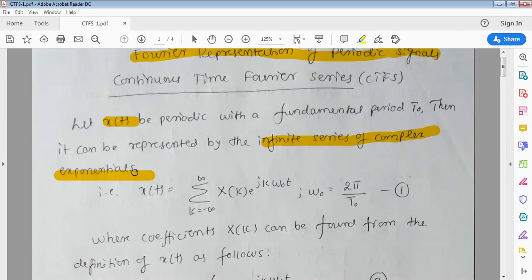So wherever you want to know what all the frequency components are that are present in a non-sinusoidal signal, then you can use the Fourier series. For a sinusoidal signal, there is only a single frequency component.